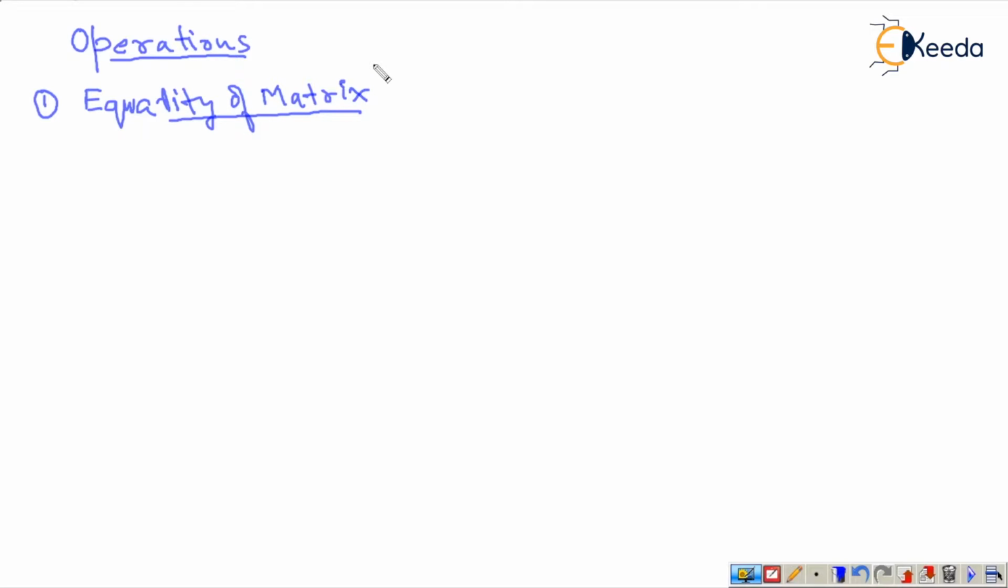For this, like we said, we have a matrix of m cross n dimension, and then there are elements within it, aij. So definitely for two matrices to be equal, the first condition is that their size should be same. That is the first condition. If the size is not same, you don't have to compare the elements. Same size. And then if the size is same, you'll check for the corresponding elements to be same.